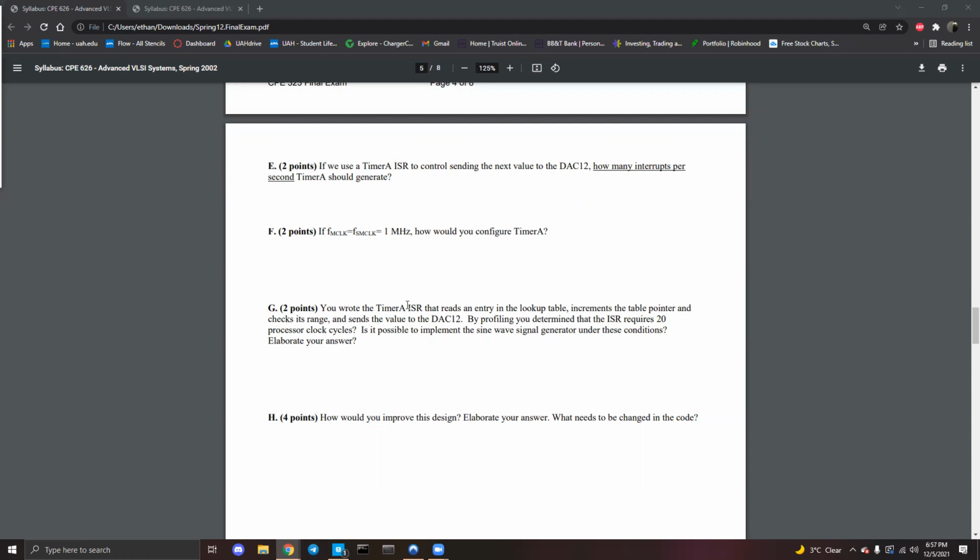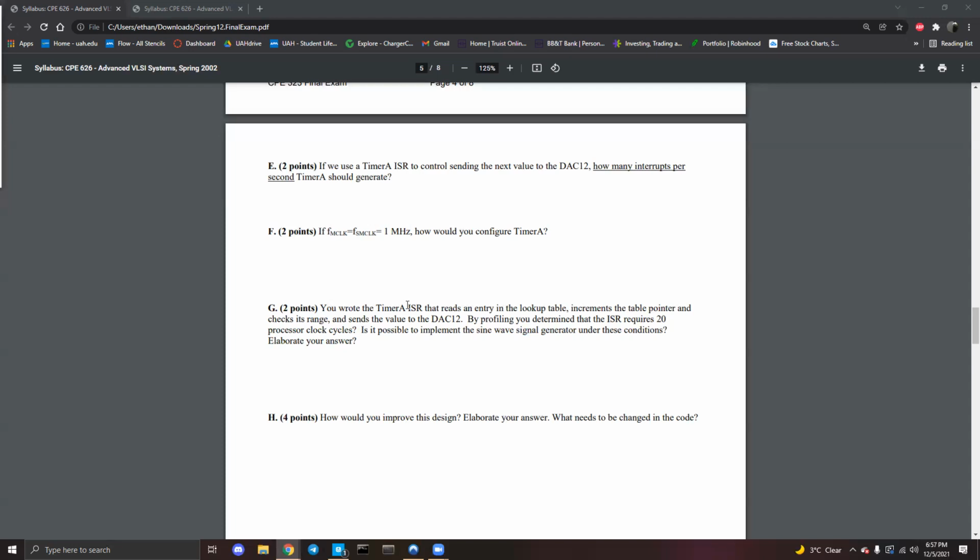You wrote the timer A ISR that reads an entry in the lookup table, increments the table pointer, checks its range, and sends the value to the DAC12. By profiling, you determine that the ISR requires 20 processor clock cycles. Is it possible to implement the sine wave signal generator under these conditions? Elaborate your answer. All right. I love how scam email-y that phrase sounded, but let's hit it.